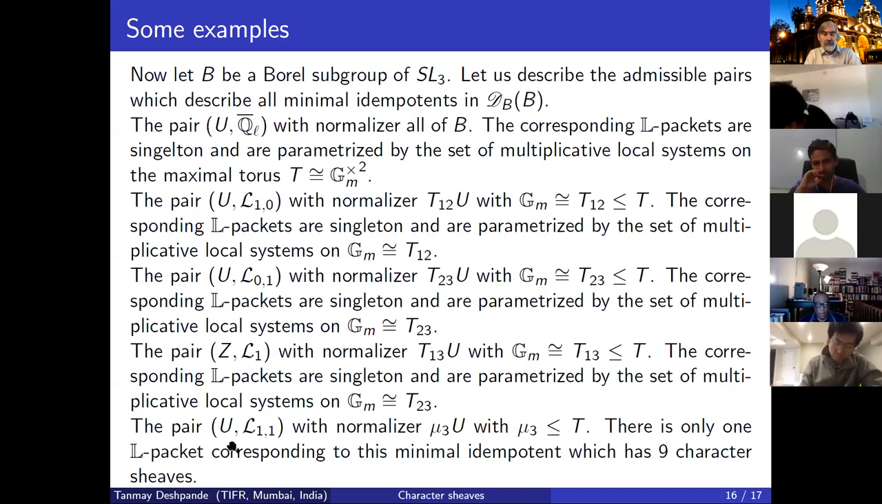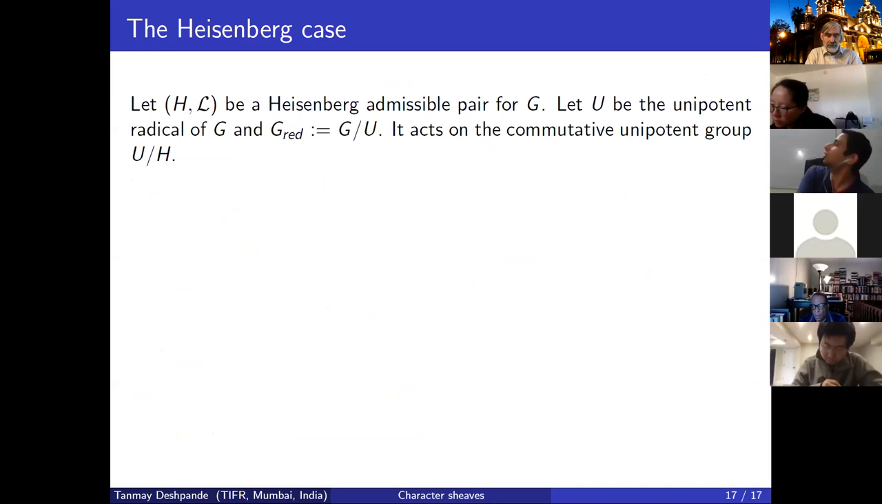and there is only one L packet corresponding to this minimal idempotent, and this L packet in fact has 9 character sheaves, and the modular fusion category will in fact be the Drinfeld double of this mu3. So there is just one packet, but it has 9 character sheaves in one L packet. So now let me just see.